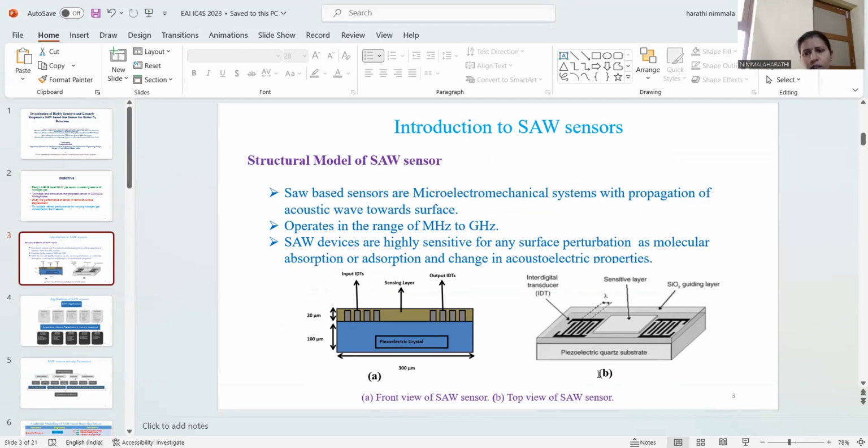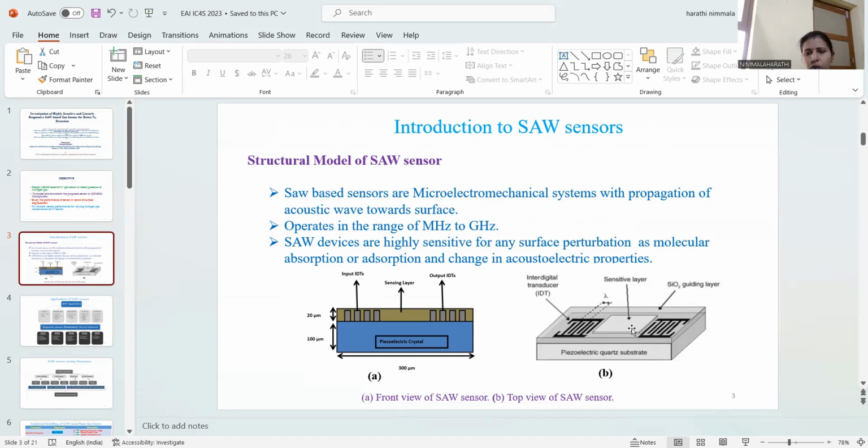Mainly, this surface acoustic wave sensor's total operation is based on the generation of surface acoustic waves. Here is the basic block diagram of the surface acoustic wave sensor, and figure B represents the basic block diagram of the surface acoustic wave sensor.